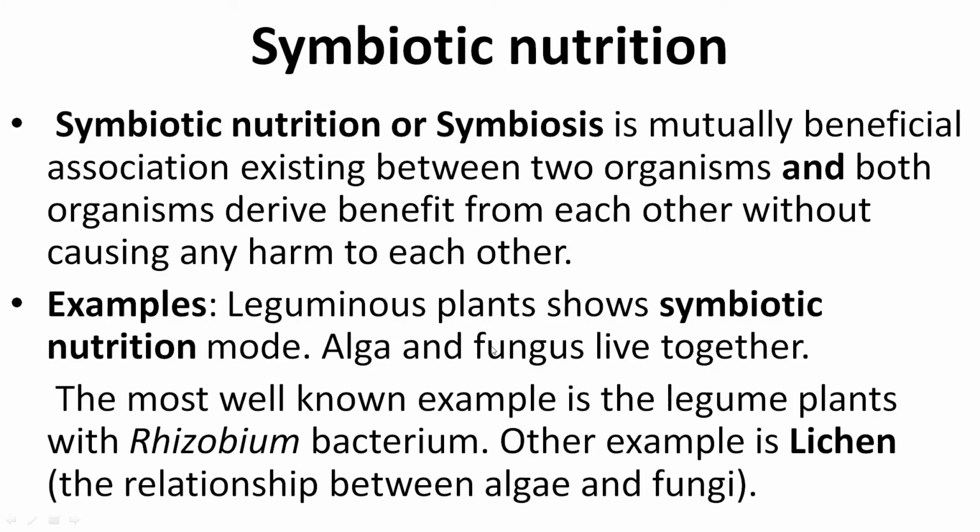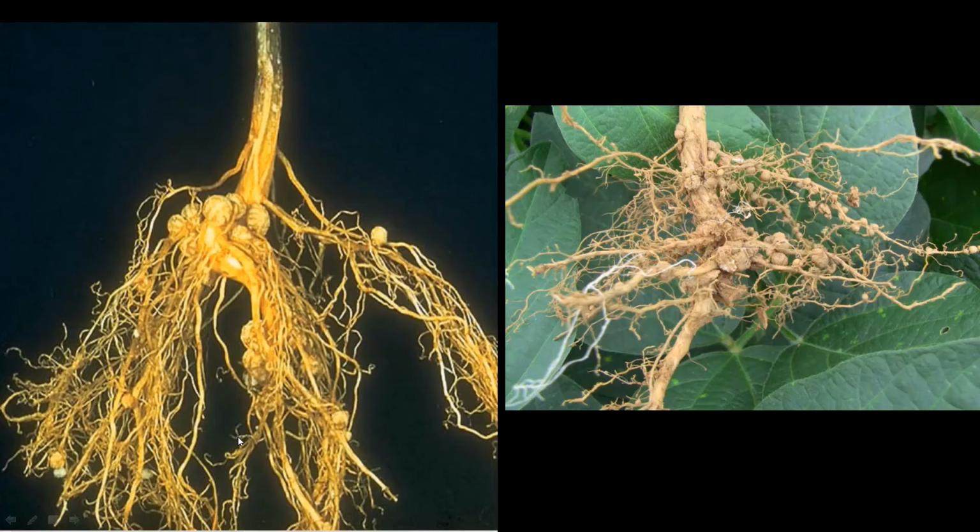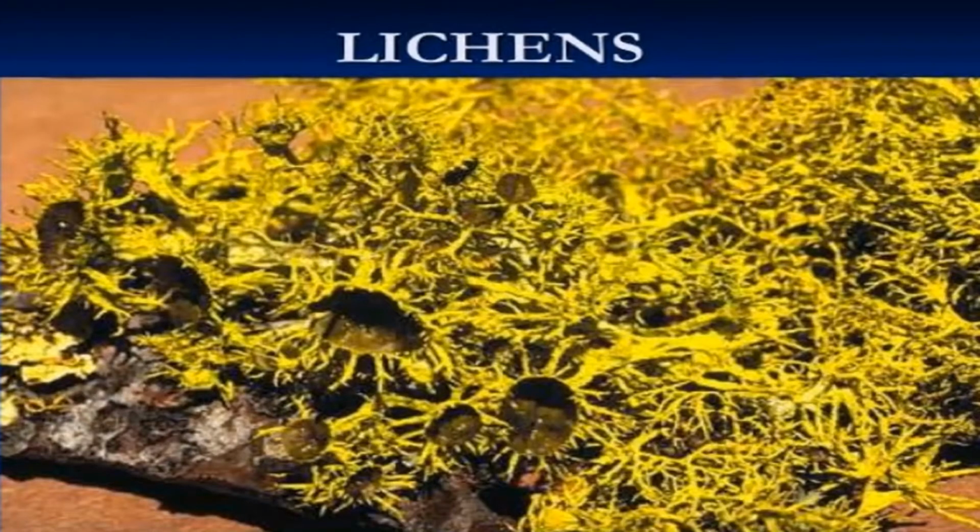And in the case of leguminous plants, what happens? A special type of bacteria called Rhizobium lives in the root nodules. See the picture? See, in the root nodules of leguminous plants, the bacterial growth occurs. The Rhizobium stays and they fix the nitrogen for the plants. Okay? This is lichen, that is the association between algae and fungi.